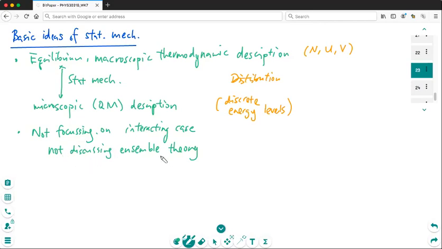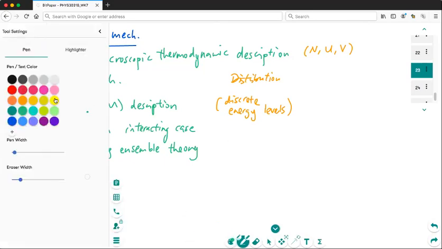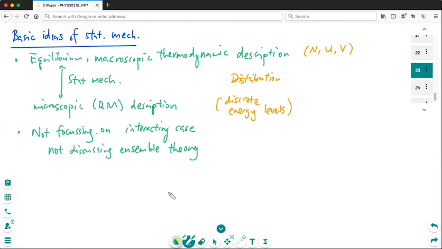That's the only purpose. So the interaction energy will still be ignored. We are not discussing ensemble theory, but it doesn't mean those who know ensemble theory, or those who will learn ensemble theory next year, will not appreciate what we develop here. What we develop here is called the microcanonical ensemble. So by the time you learn ensemble theory, hopefully you recognize that what we have developed so far is called the microcanonical ensemble.